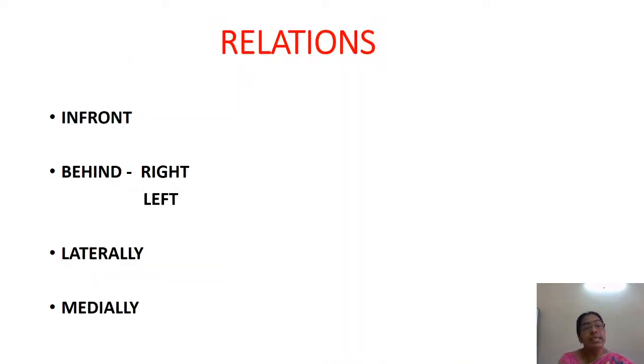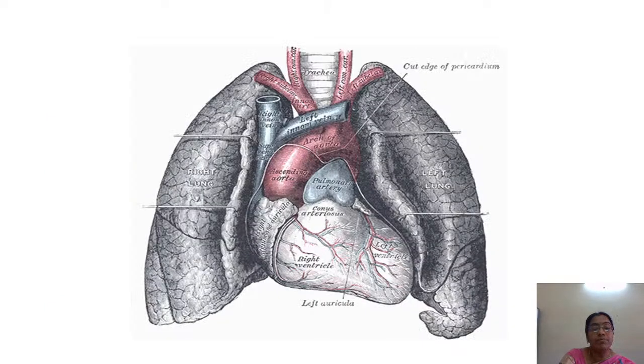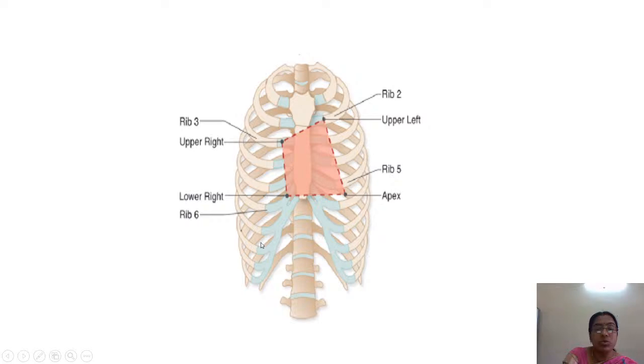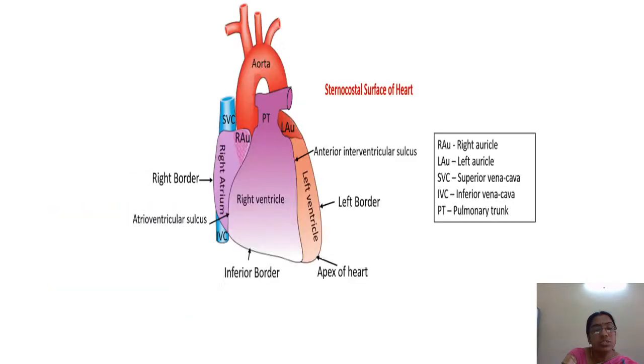Now, when you see the right atrium externally, what are the relations? That means what you can see in front of the right atrium, behind, laterally and medially. So this is the right atrium. In front of the right atrium, what you come across is the sternum with the ribs, that is, the costal cartilages. So in front, the relations are the sternum with the costal cartilages.